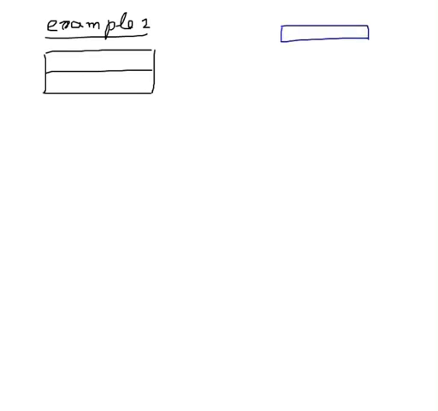Example 2. Given 4 flags of different colors, how many different signals can be generated if a signal requires the use of 2 flags, one below the other? We did a similar question in the exercise. So 4 different colors are given. So these are the 4 colors given.